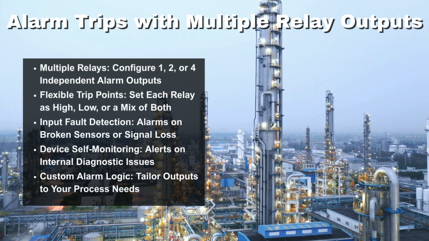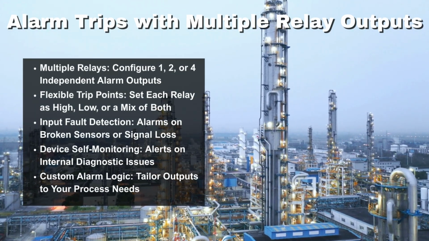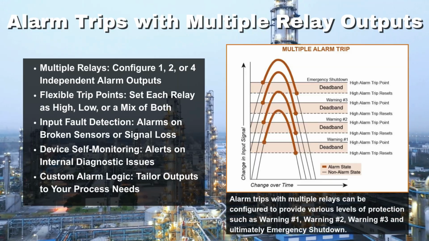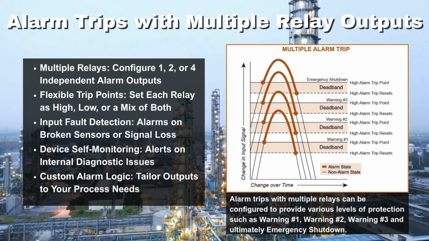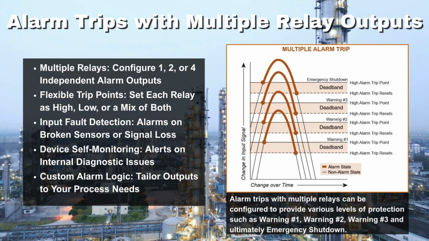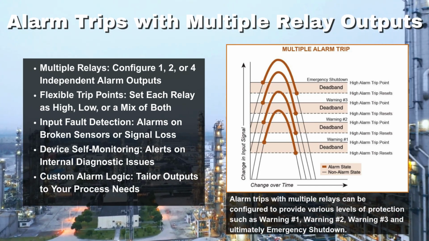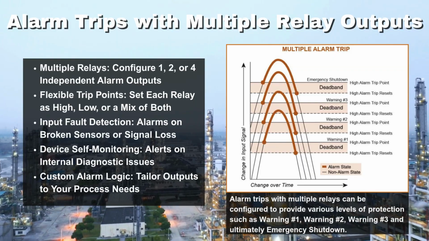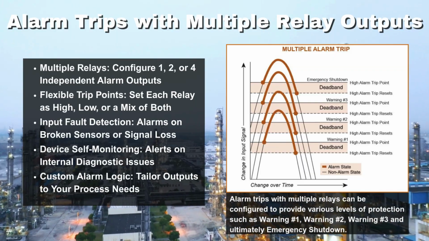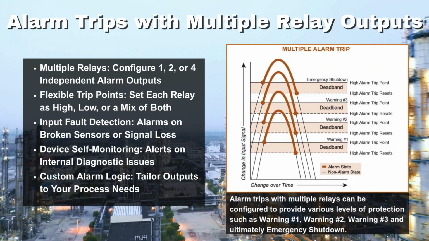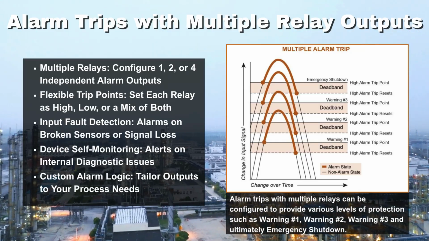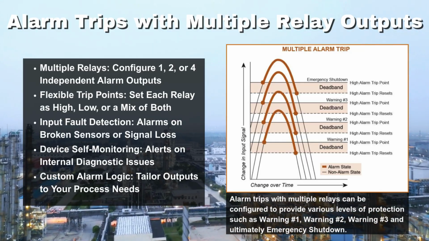Most limit alarm trips include 1, 2, or even 4 relay outputs. Each relay can be set to a different trip point, high, low, or a mix of both. Some can even trigger an alarm on input faults, like a broken sensor, or alert you to an internal device issue. With multiple relays, you can mix and match trip types to fit your specific application needs.